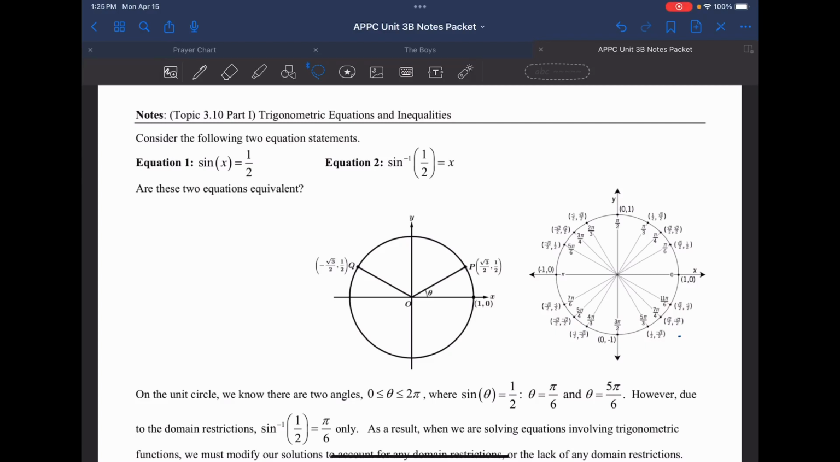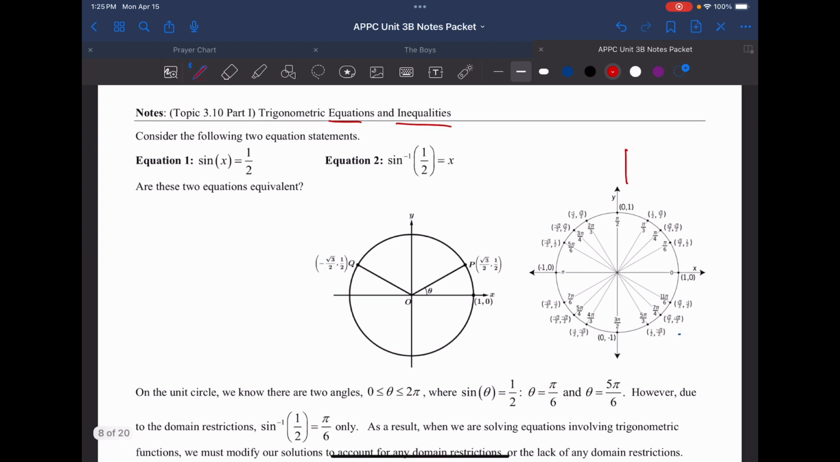So, starting on the 3.10 notes, we're working with trig equations and inequalities. The first half is equations, the last half is inequalities. And starting off, one thing that's helpful to have is a unit circle handy. I've got mine pasted here. You might go back and rewrite this unit circle to have it handy, and pause the video, come back.